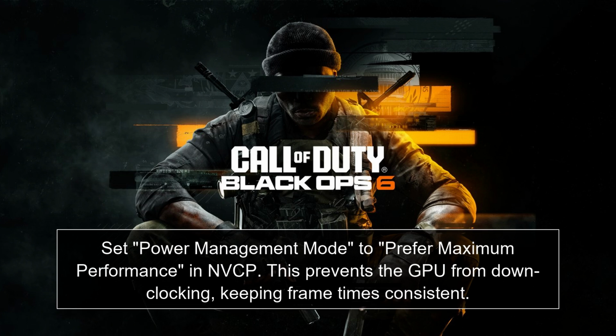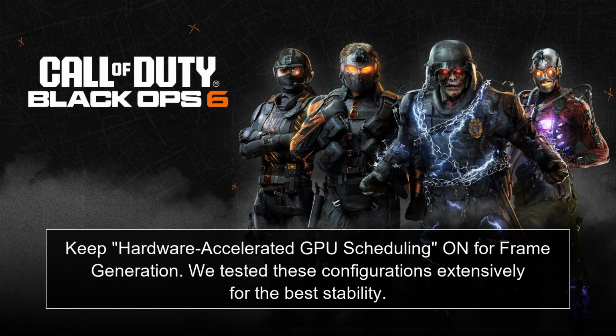In the NVIDIA control panel, ensure Power Management mode is set to Prefer Maximum Performance. This prevents the GPU from downclocking during CPU-bound scenarios, keeping frame times more consistent. Also, disable hardware-accelerated GPU scheduling only if you encounter specific stuttering, but generally keep it on for frame generation. We at Teknobalta have tested these configurations extensively to provide you with the best stability.